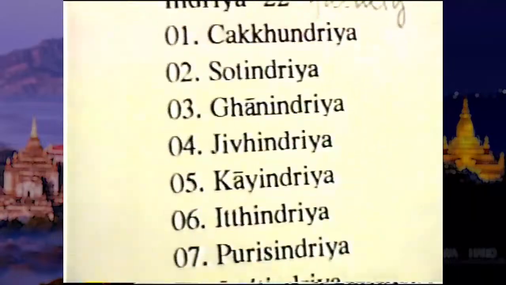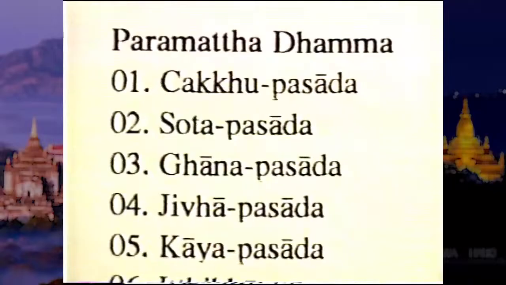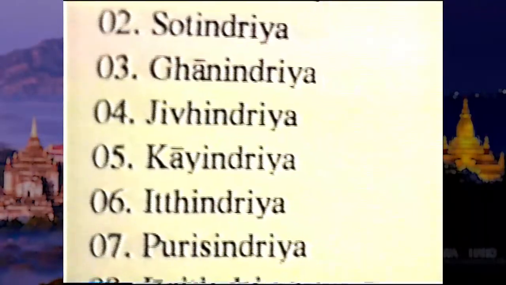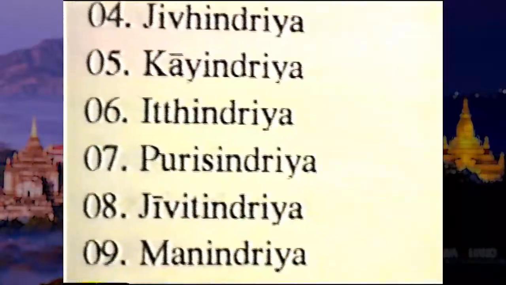So there are 22 indriyas. The first one is Cakkhundriya, Cakkhu Indriya. So it is identified with Cakkhu Pasada among the 28 rupas. Number 2, Sotindriya, ear faculty. It is identified with Sota Pasada, ear sensitivity. 3, Ghanindriya, nose faculty, is identified with Ghana Pasada, nose sensitivity. And 4, Jivhindriya is identified with Jivha Pasada. Tongue faculty is identified with tongue sensitivity. And number 5, Kayindriya, faculty of body, is identified with Kaya Pasada, body sensitivity. And then number 6, Itthindriya, is identified with Itthibhava.